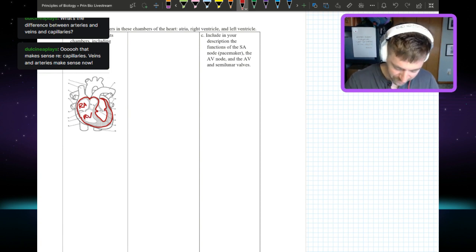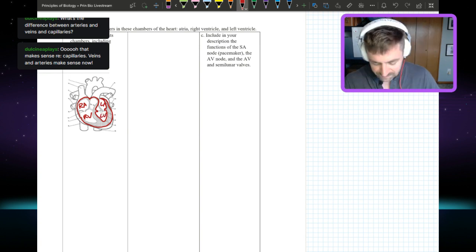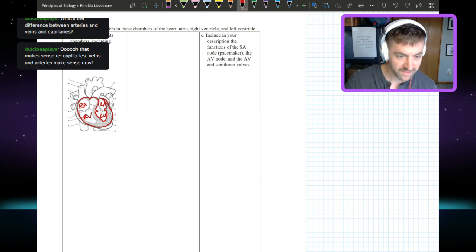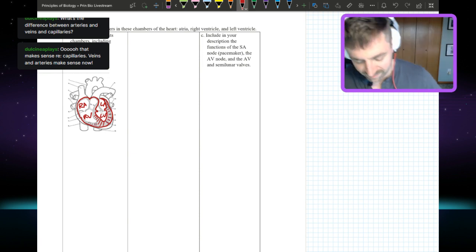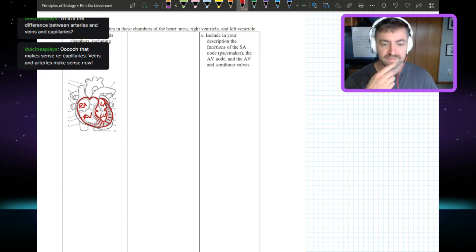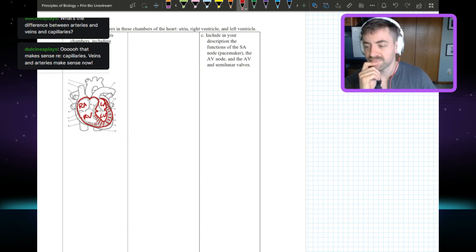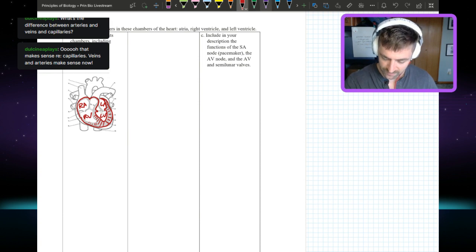Right ventricle. What you'll notice here, there's a lot more, acknowledging that they're fairly thin on both sides, but I'm going to do a different color again.